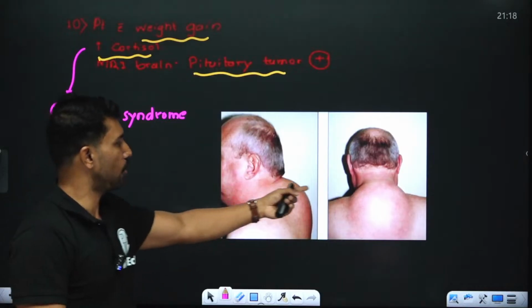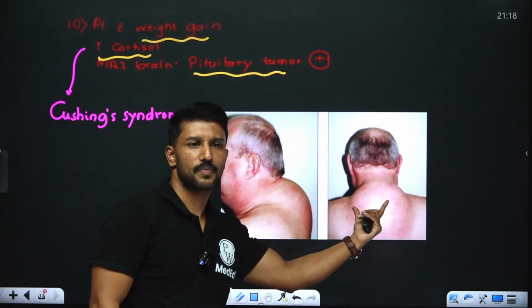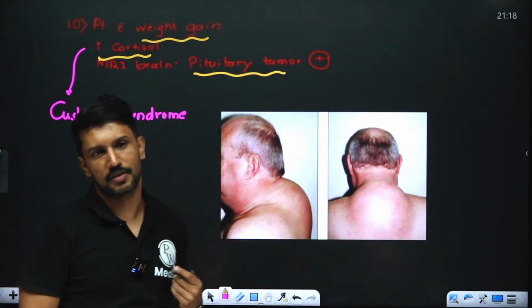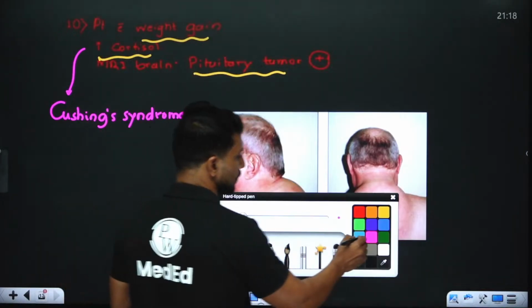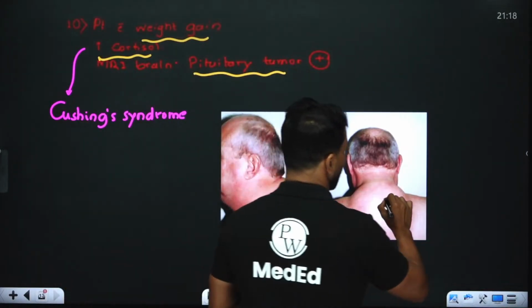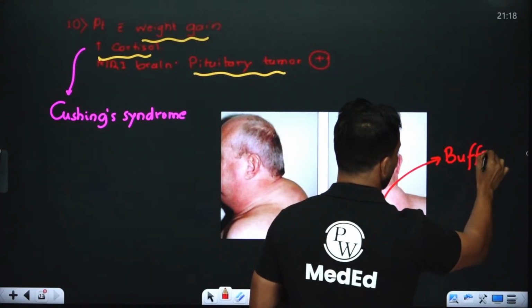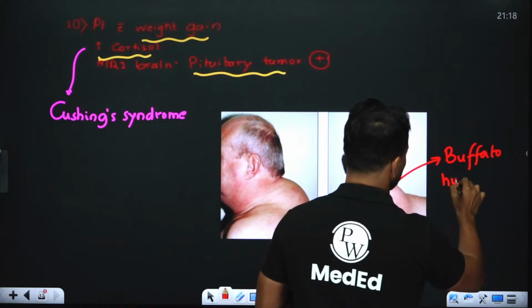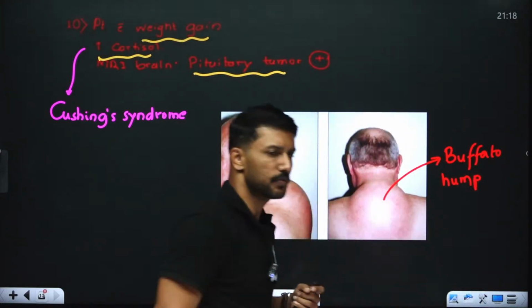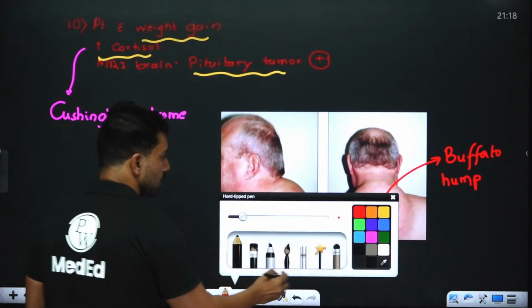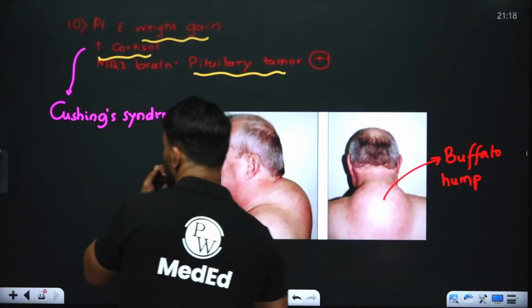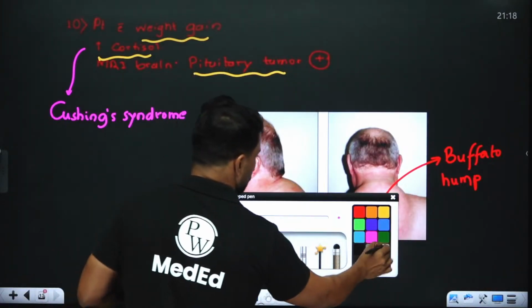And then there is an observation. What do you notice here? There is a hump on the patient's back. So what do you call this hump? This hump is called buffalo hump, like buffaloes have a hump. Now, why does this hump happen in patients with Cushing syndrome? There are a few important image-based questions that can be asked on Cushing syndrome.